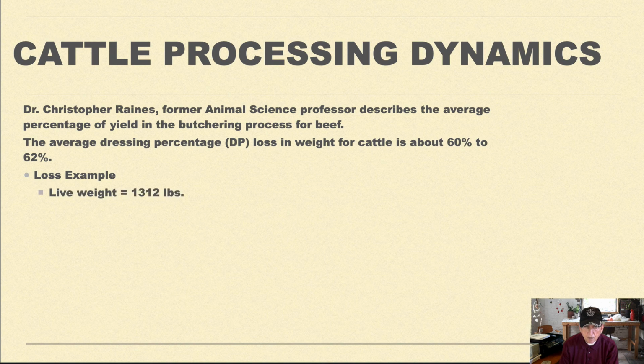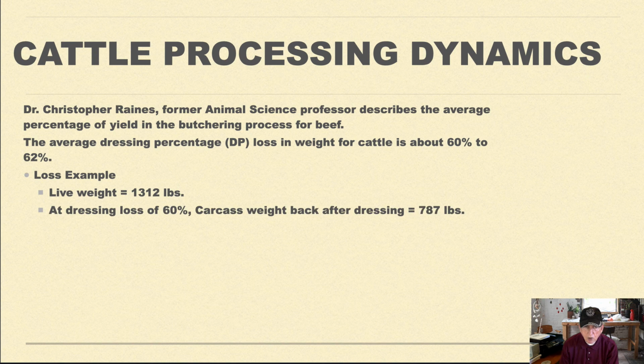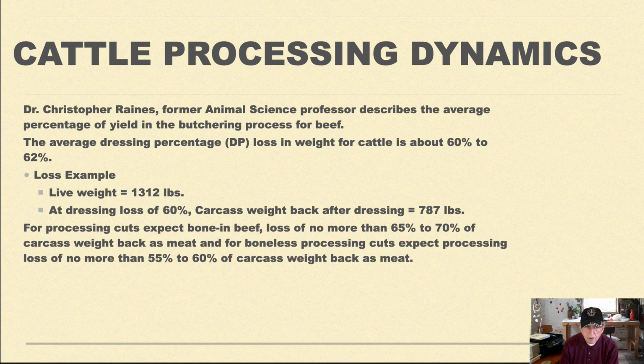Here's a loss example. A live weight of 1,312 pounds at a dressing loss of 60%. The carcass weight back after dressing is 787 pounds. For processing cuts, expect bone and beef losses of no more than 65 to 70% of the carcass weight back as meat. And for boneless processing, expect processing loss of no more than 55% to 60% of the carcass back as meat.